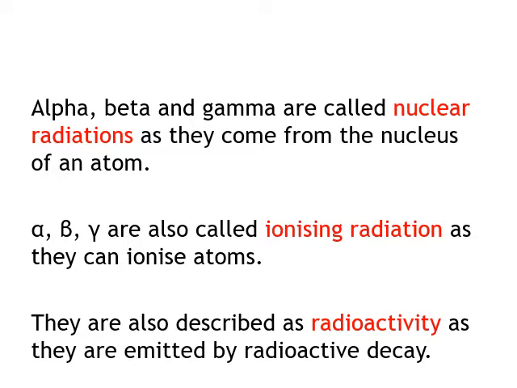Alpha, beta and gamma are all called nuclear radiations because they come from the nucleus of an atom. Alpha, beta and gamma can be called ionising radiations because they carry out ionisation, more of which we'll explain later. They're also described as radioactivity, as they're emitted by the process of radioactive decay. So the three words, nuclear radiations, ionising radiation, and radioactivity, mean very similar things.